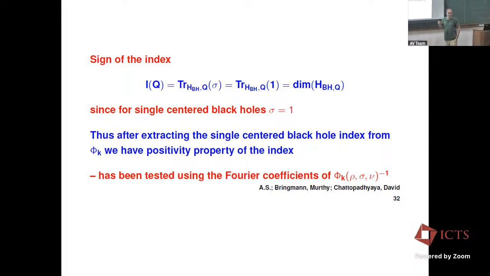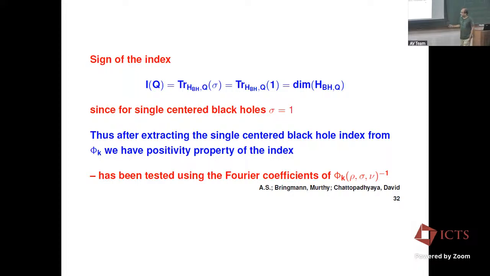But this argument is valid only for single black holes. If you have two black holes, individual black holes have sigma equal to 1. But then you have to consider the quantum mechanics that binds them, right? Because these two black holes are a system that has a quantum mechanics describing it. And that quantum mechanics can produce fermionic states. So this result that the index will be positive is valid for the index for single-centered black holes. You have to subtract off the ones that come from multi-centered black holes. So after extracting the single-centered black hole index from phi_k, we should get the positivity property of the index.